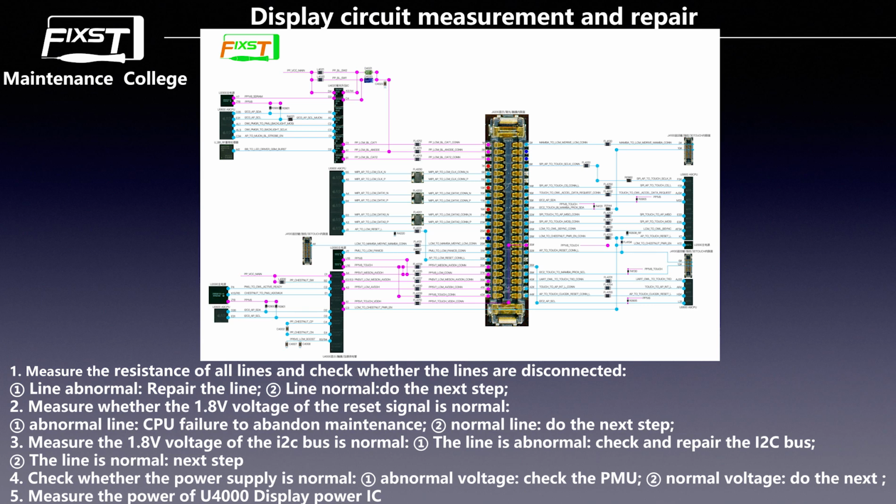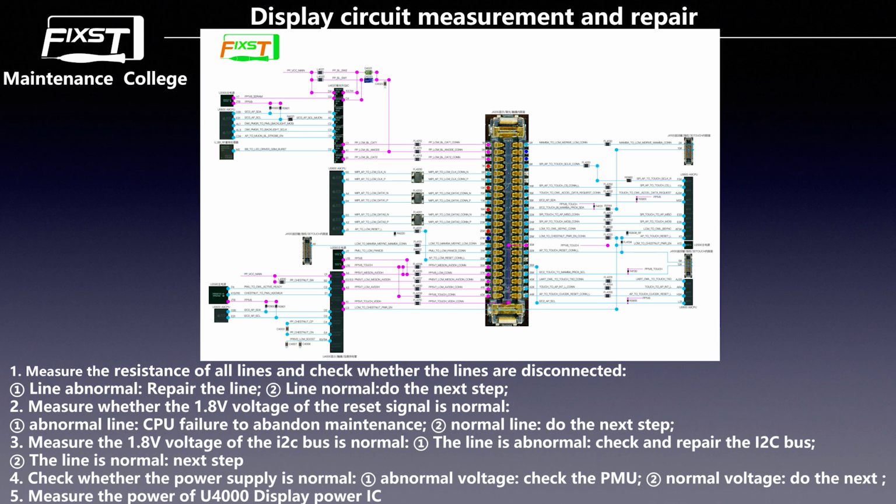We need to test the I2C bus, the I2C line, to see whether the 1.8 volts is normal or not. If you test and this I2C line is shorted, you need to find out where the short is and repair it. After you test and this line is normal, we do the next step. After that, we need to check whether the power supply is normal or not. If the power supply voltage is abnormal, you need to check the PMU, and maybe you need to repair the PMU. If you get the normal voltage, you go to the next step.